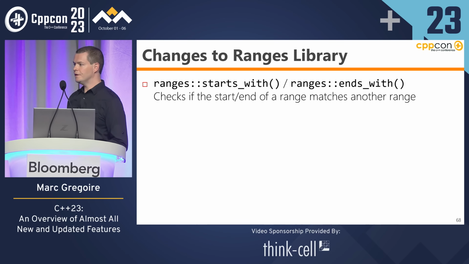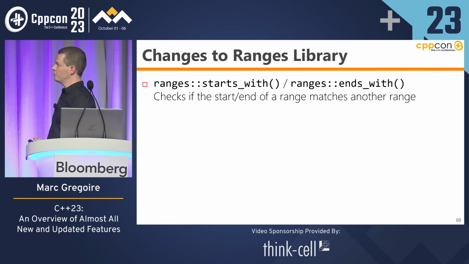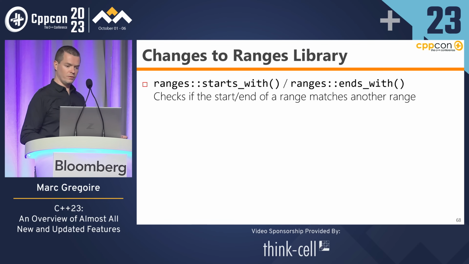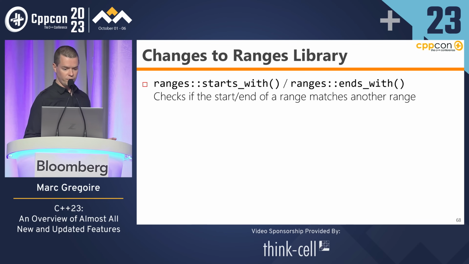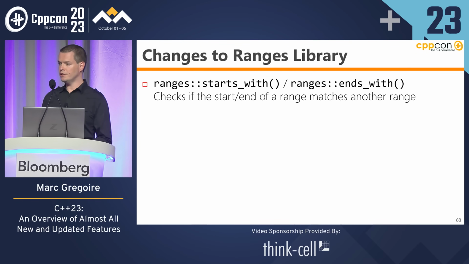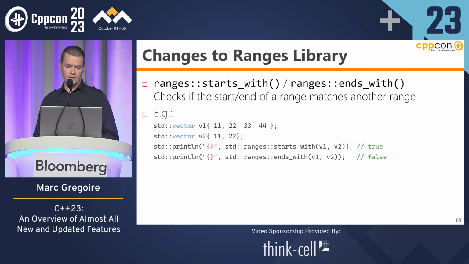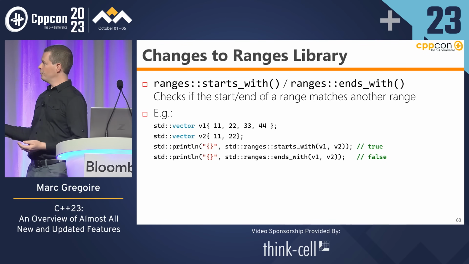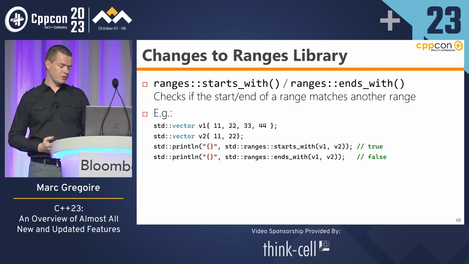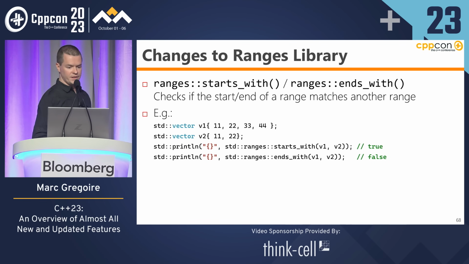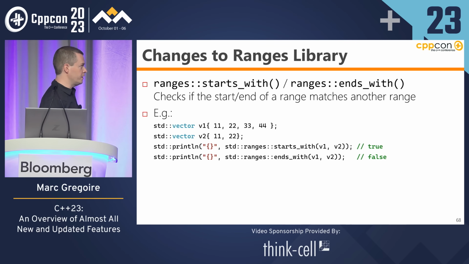Ranges was another big thing in C++20, and in C++23, we have quite a few new additions, both to the ranges and to views. So let's start with ranges. So now you can check if one range starts or ends with another range. So here I have a vector v1 and v2, and I can ask if v1 starts with v2, which is true in this case, or if v1 ends with v2, which is false in this case.